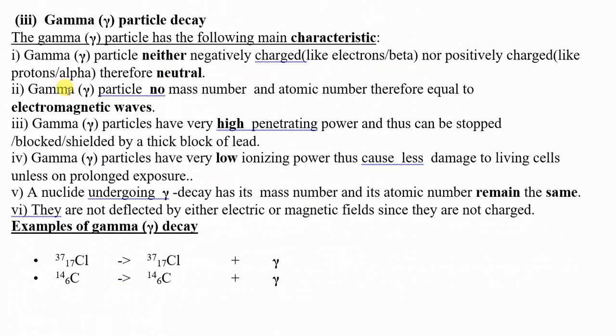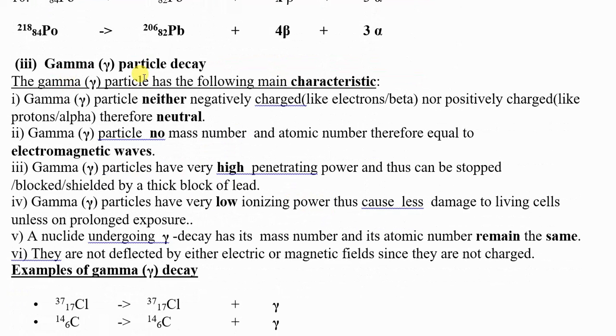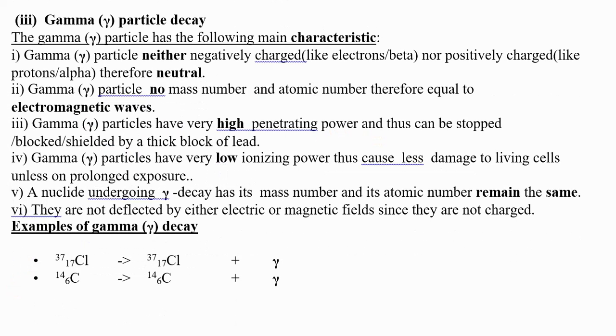Lastly, we want to talk about gamma particle. Gamma particle are neither positively nor negatively charged. Therefore, they are neutral. Very important. They have no mass number nor atomic number. They are equal to an electromagnetic wave. So they don't have any atomic mass, they don't have mass number. Gamma has very, very high penetrating power and thus can be stopped by a block of lead.